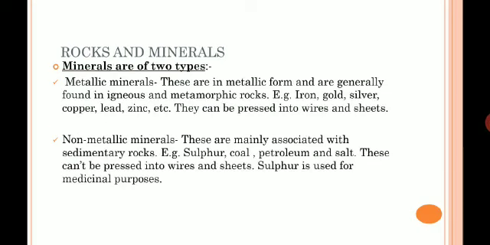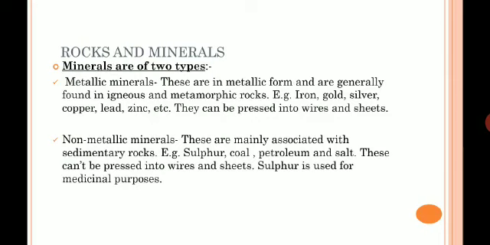Okay, let's move forward. Minerals are of two types, metallic and non-metallic. Metallic minerals are in metallic form and are generally found in igneous or sedimentary rocks. For example, iron, gold, silver, copper, lead, zinc, and these metallic minerals can be pressed into wires and sheets, meaning we can mold or change the shape of these metallic minerals.